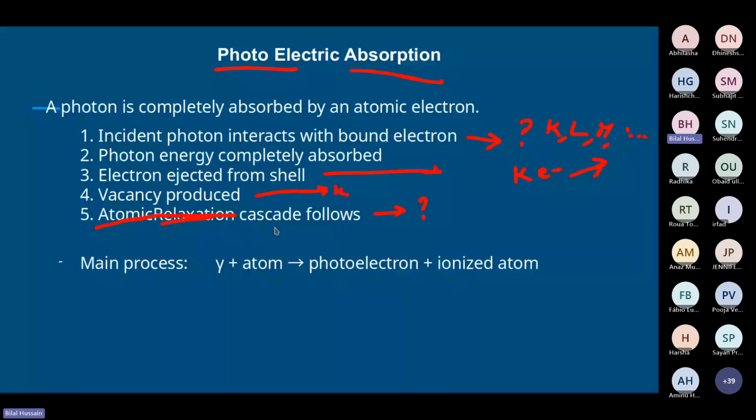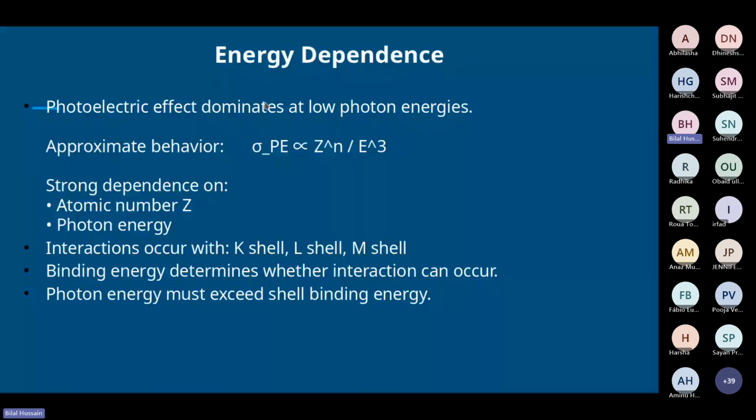The photoelectric effect dominates at low photon energies. Essentially the photoelectric cross section is proportional to Z to the power n, where n varies between 4 and 5, divided by E cubed. So Z is to the power of 4 to 5, and divided by E to the power of 3 to 4. This is what many textbooks say. We can also get the data from the EPDL and EADL tables. There is a strong dependence on atomic number, Z to the power 4, and on atomic energy also.